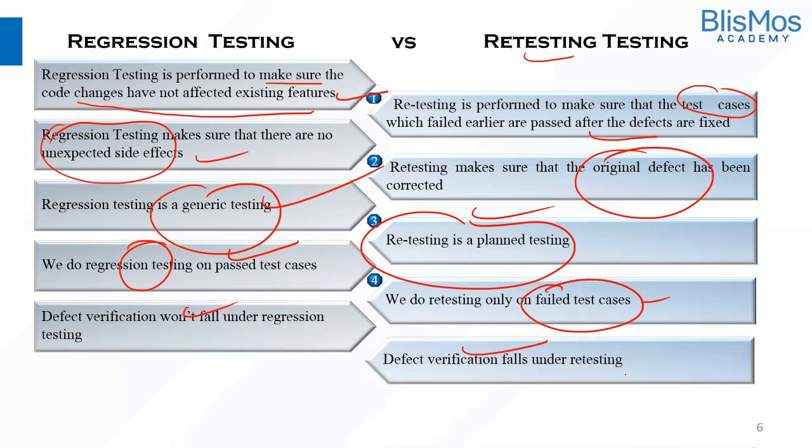Means as a part of retesting, you are validating the defect. But as a part of the regression testing, you are not validating the defects.